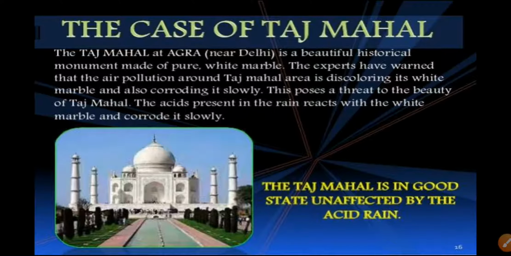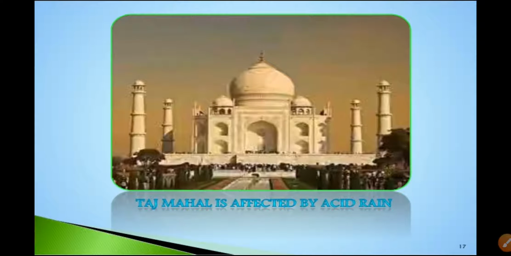Now the case study of the Taj Mahal. The Taj Mahal in Agra, near Delhi, is a beautiful historical monument made of pure white marble. Experts have warned that the air pollution around the Taj Mahal area is discoloring its white marble and also corroding it slowly. This poses a threat to the beauty of the Taj Mahal. The acid present in the rain reacts with the white marble and corrodes it slowly. So the discoloring of the marble of this Taj is because of acid rain. The Taj Mahal was in a good state, unaffected by acid rain, in the previous diagram, but nowadays it becomes like this. There is discoloring of the Taj Mahal, you can see, just because of acid rain.